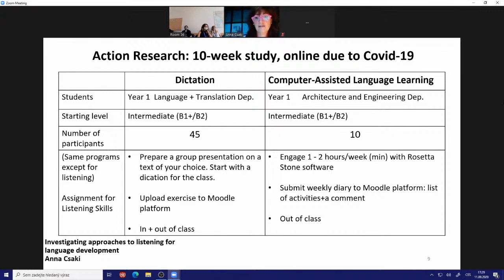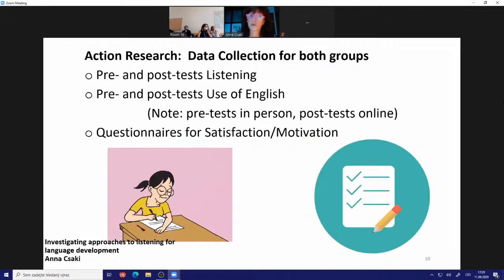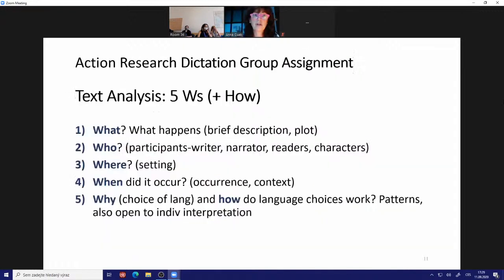So before I invite you in, I'd like to just tell you how I gathered the data. I gave them Cambridge type tests, a pre-test and a post-test, first on listening and use of English, and one on use of English, which was the written one, and questionnaires for satisfaction and motivation. So it was quite simple.